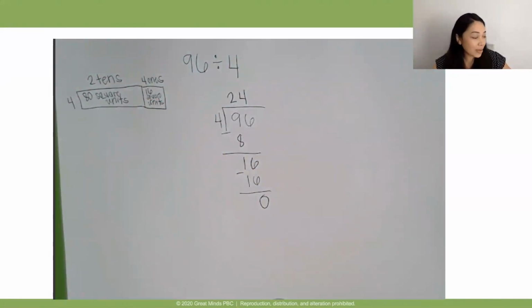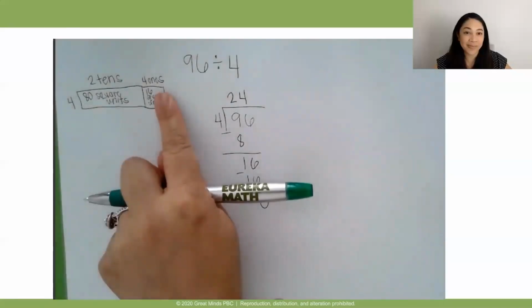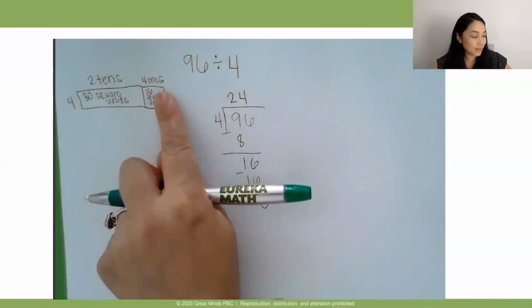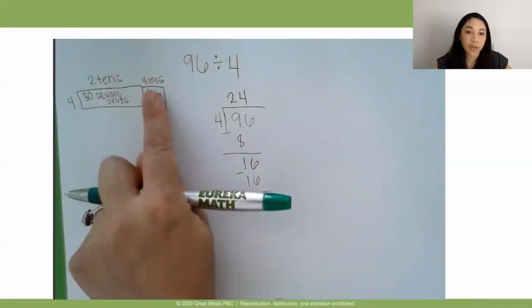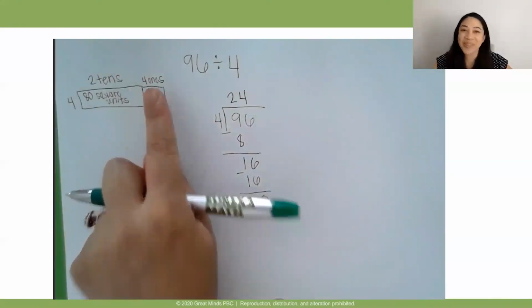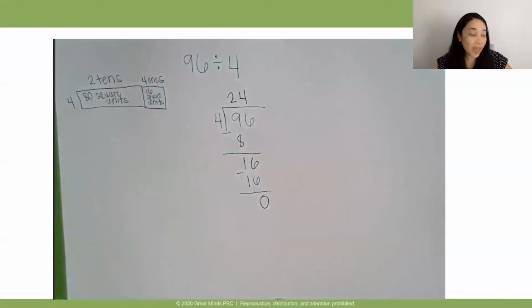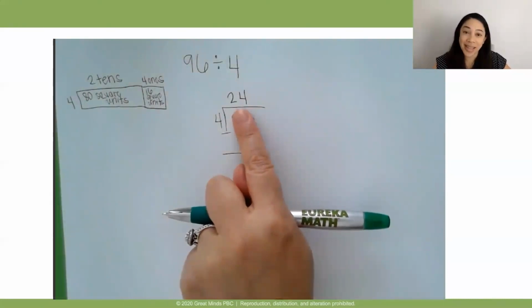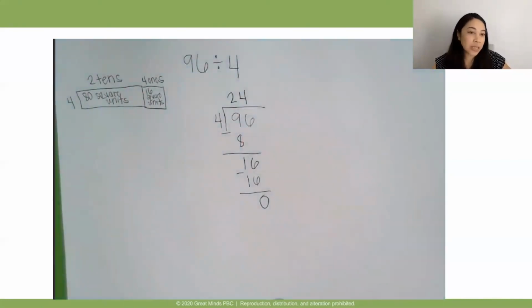So what is the length of our unknown side? 2 tens, 4 ones, or 24. And our quotient tells us that length. How can we express the length of the unknown side using the distributive property?